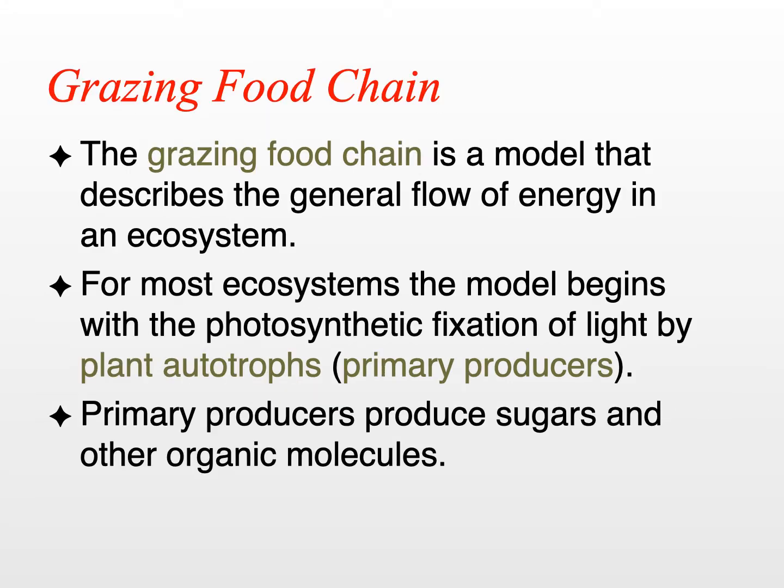The grazing food chain. So the grazing food chain is a model that describes the general flow of energy in an ecosystem. And of course, this energy begins with solar radiation from the sun. That solar radiation is fixed by plant autotrophs, and we call these plant autotrophs the primary producers. Primary producers produce sugars and other organic molecules as a byproduct.